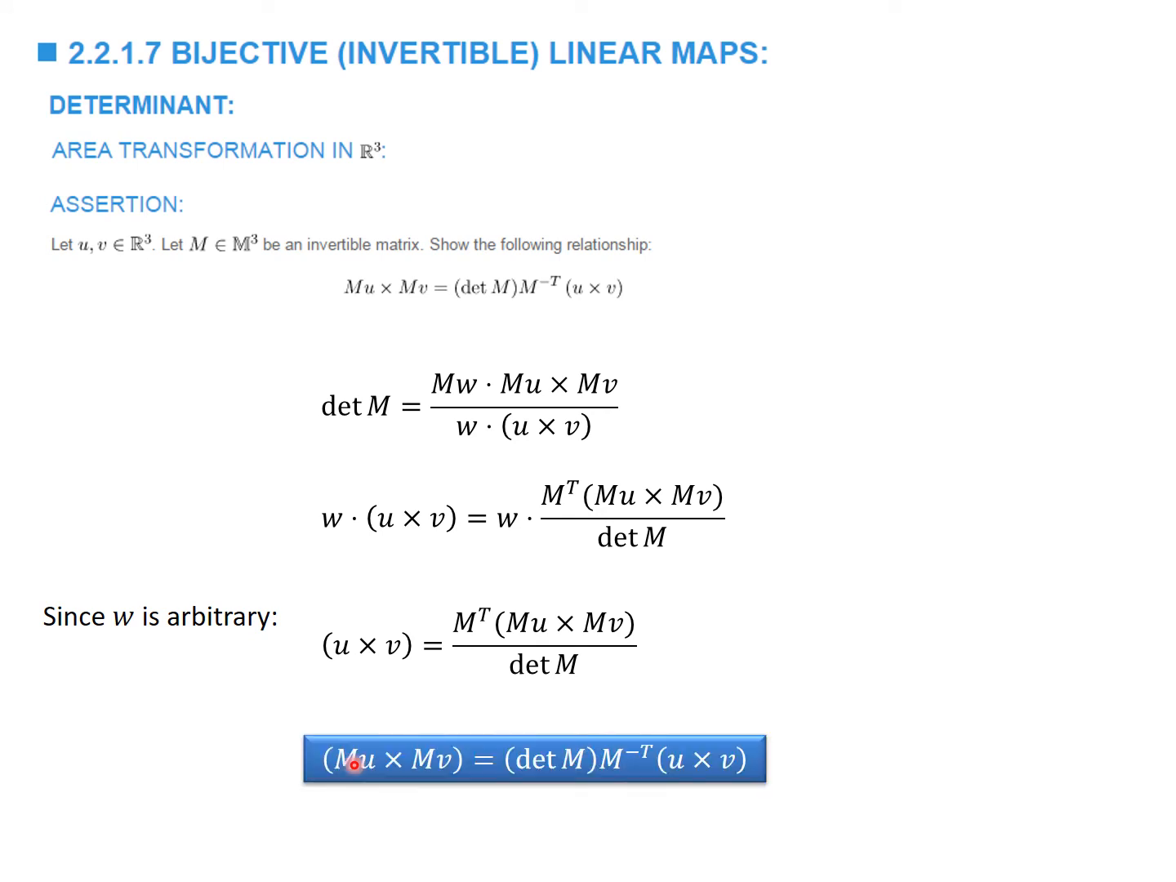When I rearrange, I obtain Nanson's formula, which states that Mu cross Mv is equal to the determinant of M multiplied by the inverse of M transposed, the transpose of the inverse of M, applied to the vector u cross v.